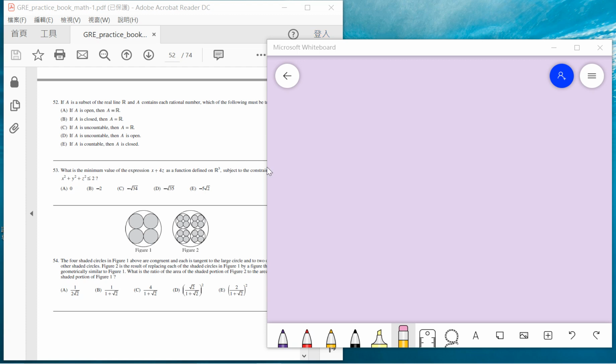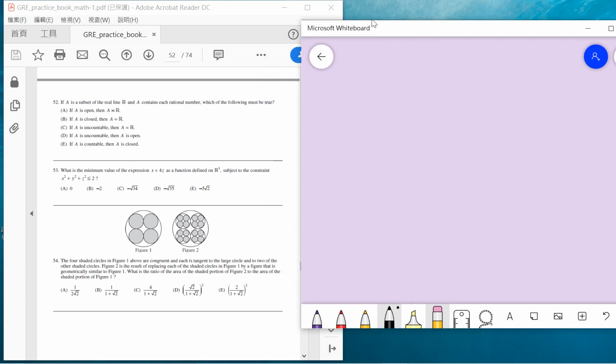Okay, so let's solve 53. The function defines x plus 4z, and the constraint is x squared plus y squared plus z squared is smaller than 2. And it asks you about the minimum. Basically this is a continuous function defined on a compact set, so we definitely have its maximum. But we don't know whether this happens on the boundary or not.